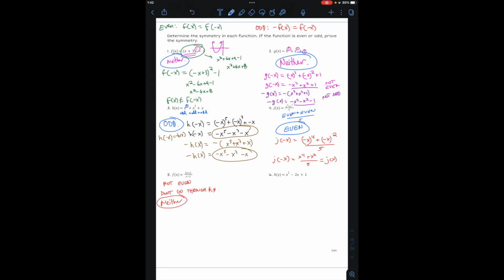Again, let's do the practice though. So f of negative x is going to equal 3 times negative x plus 1, all over negative x minus 2. f of negative x equals negative 3x plus 1 over negative x minus 2. So that's not the same as the first function. Can't really factor out any negatives and make them look the same. So that's no good. Not even.